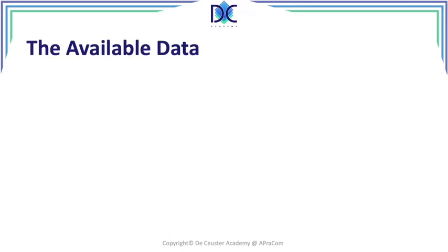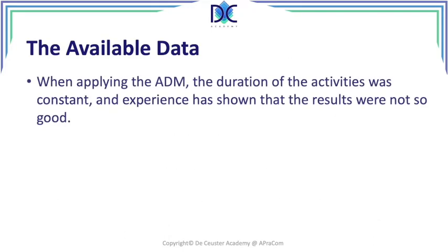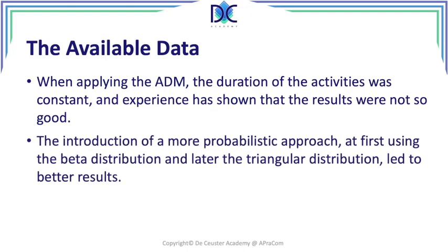So let's have a look at what data we have available. Now, when we originally looked at the arrow diagramming method, we considered the duration of the activities as fixed. The results of this were not so good, and people were looking for additional information. And from statistics, we know that whatever we measure, whatever we do, even when we do it 100% correctly, there is variation, the common cause variation. And that was added to those estimates.